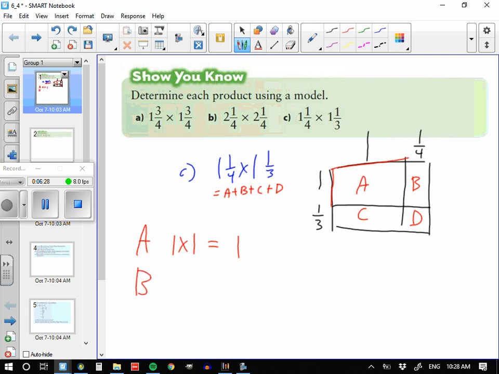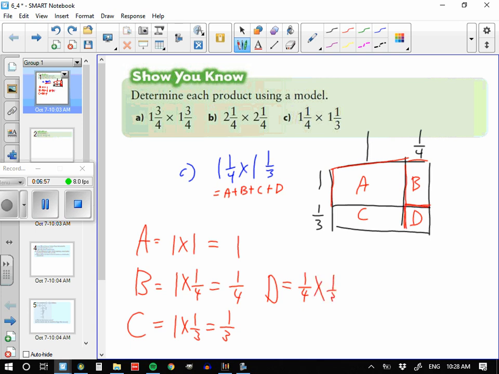B is equal to 1 times 1/4, or simply 1/4. C is equal to 1 times 1/3, which is equal to 1/3. And D is equal to 1/4 multiplied by 1/3. Okay? Which is going to be, since I know how to multiply, 1 times 1, which is 1, and 4 times 3, which is 12.